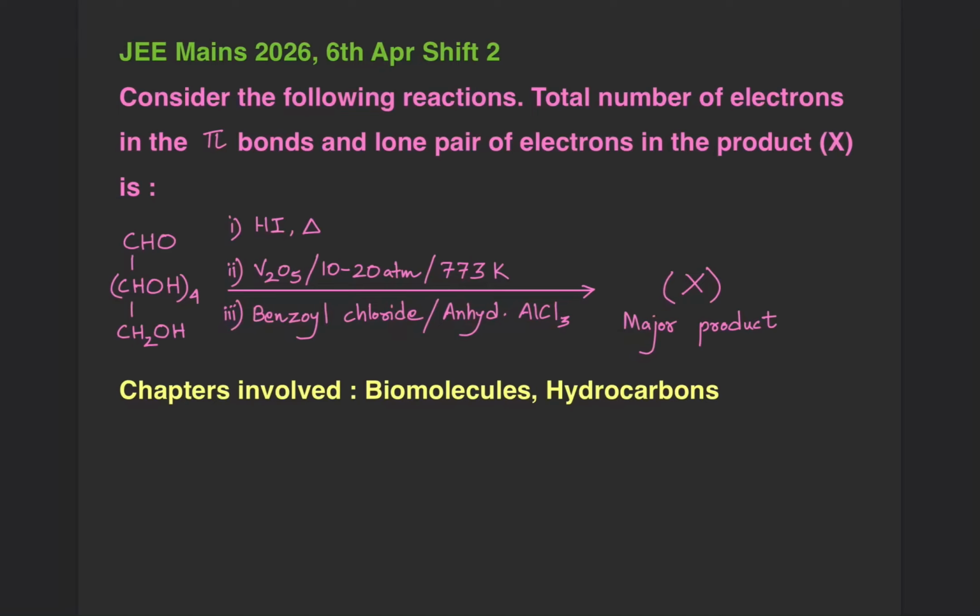Hello everyone. So this is a question from JEE Mains 2026, 6th April Shift 2. Consider the following reactions. Total number of electrons in the pi bonds and lone pair of electrons in the product X is. Okay. So we have this reaction sequence. We have to determine X. The chapters involved are biomolecules and hydrocarbons.